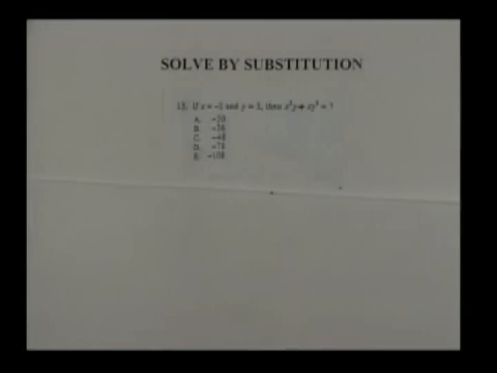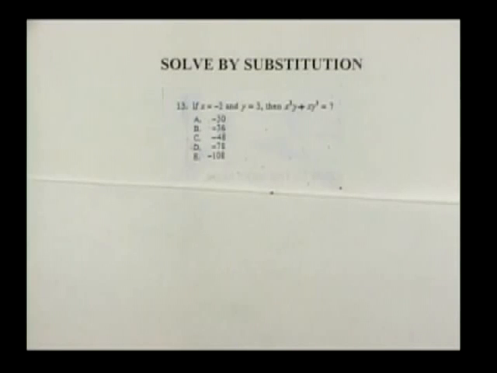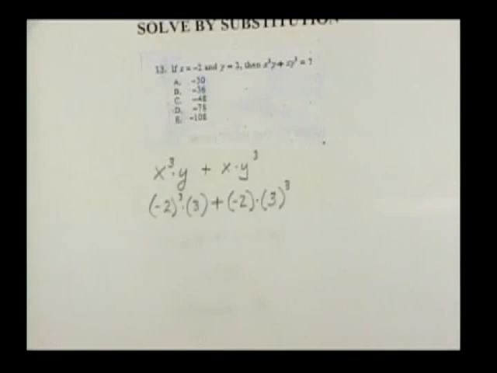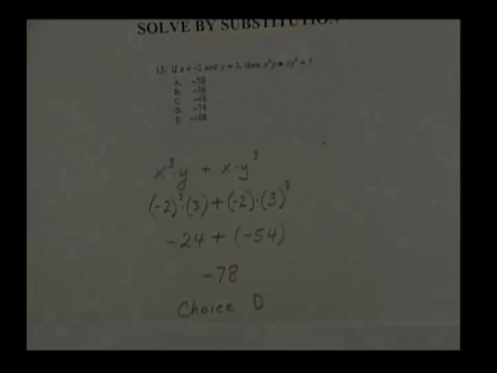If x equals -2 and y equals 3, then the expression x cubed y plus xy cubed is equal to what value? Here's the expression. After the values of the variables are substituted, you end up with -2 cubed times 3 plus -2 times 3 cubed. The values of each term become -24 and -54. The sum becomes -78. The choice is D.